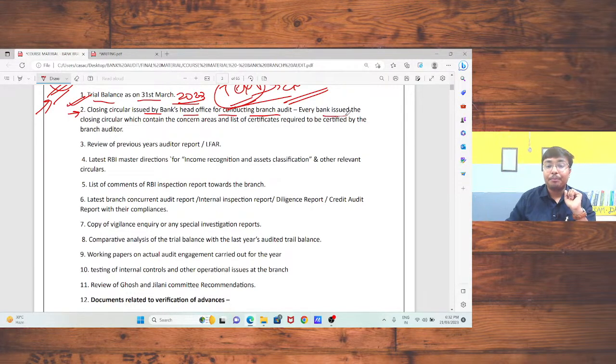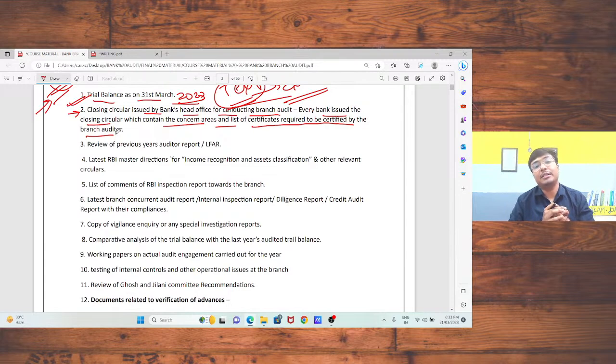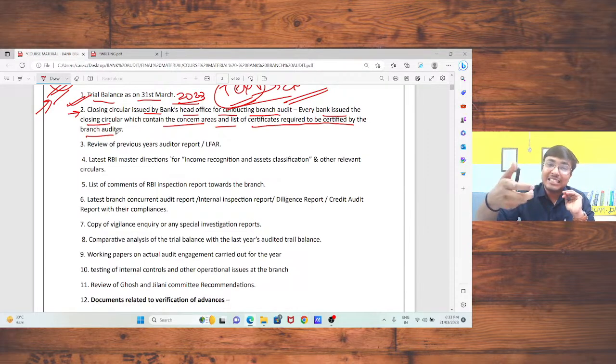Every bank issues the closing circular, which contains the concerned areas and the list of certificates required to be certified by the branch auditor, because at the time of finalization of the bank branch audit, the branch manager will provide you a bunch of certificates, and you should sign those certificates. So first, before starting the audit, check what documents and certificates are required to be signed by a branch auditor, so that you can check the things accordingly.